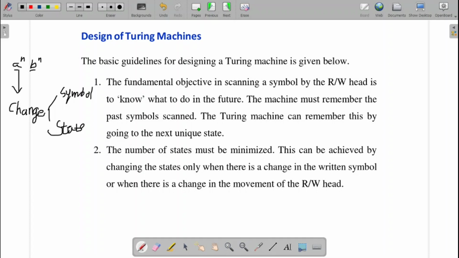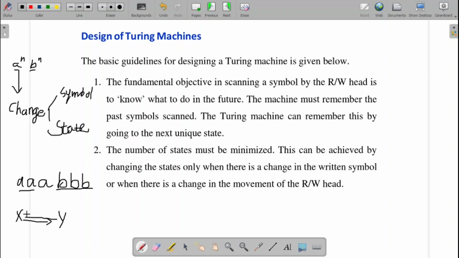Suppose my language is a power n, b power n. Let me take one example with 3 a's and 3 b's. This is an example of an equal number of a's and b's: the number of a's is 3 and the number of b's is also 3. Whenever we see an a, we replace that symbol with X, as if we have seen the symbol a. Then we change the state. After changing the state, we continue in search of the b. Once we get the b, we change that b to Y.